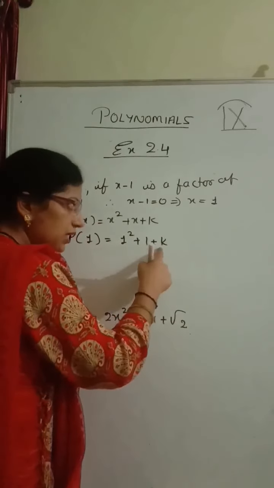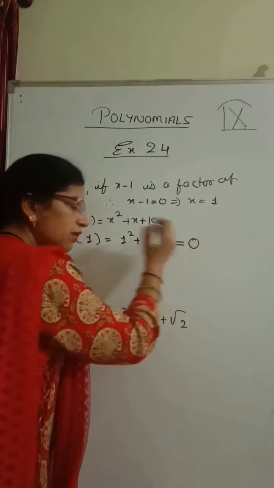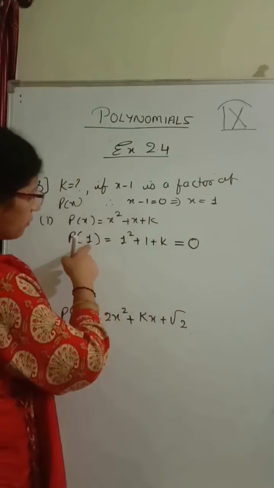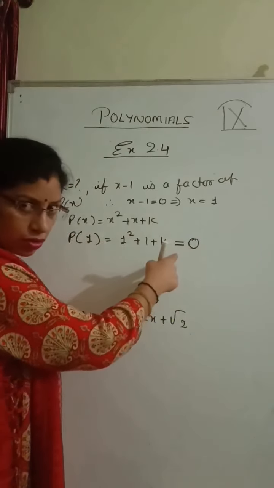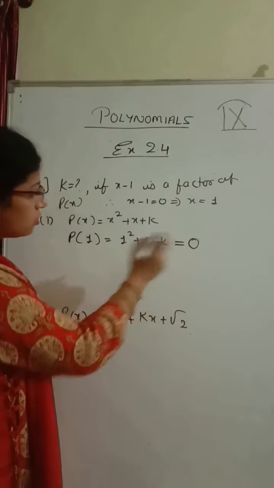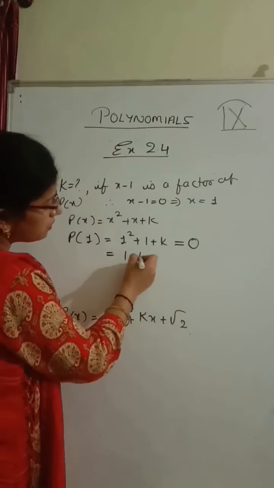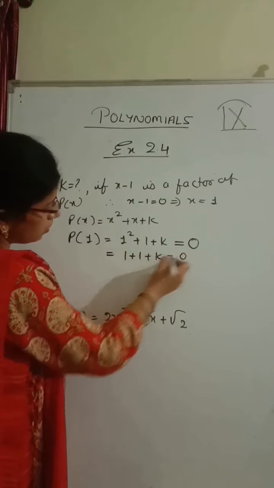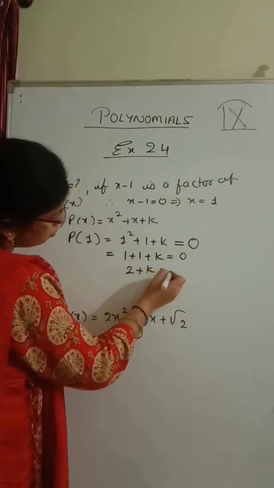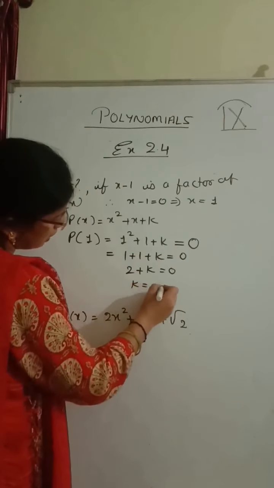लेकिन इसकी वैल्यू कितनी आनी चाहिए, 0 आनी चाहिए, रिमाइंडर 0 होना चाहिए, क्योंकि गिवन है कि ये इसका फैक्टर है. फैक्टर होगा तो रिमाइंडर 0 आएगा. तो ये डोंट फॉरगेट दिस टू राइट इक्वल्स टू 0. So what will we write, 1 plus 1 plus k equals to 0, 2 plus k equals to 0. So the value of k is minus 2.